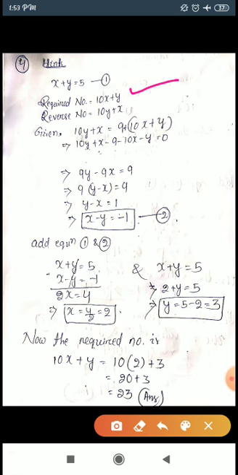Now the required number, what is our required number? This one, 10x plus y. So 10x plus y, that is 10 times 2 plus 3, it is 20 plus 3, that is equal to 23, and this is our 2-digit number. Now have a look at your book. See question number 5 from exercise 5b.